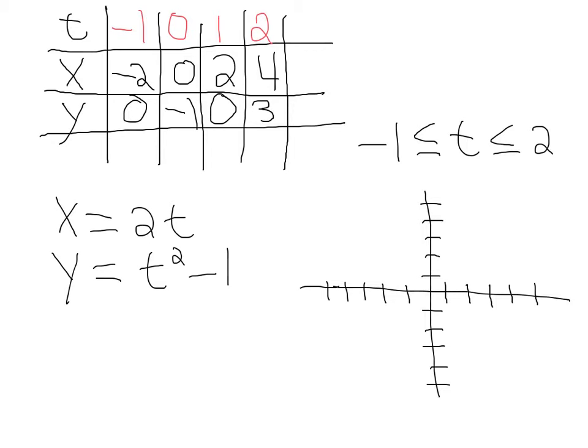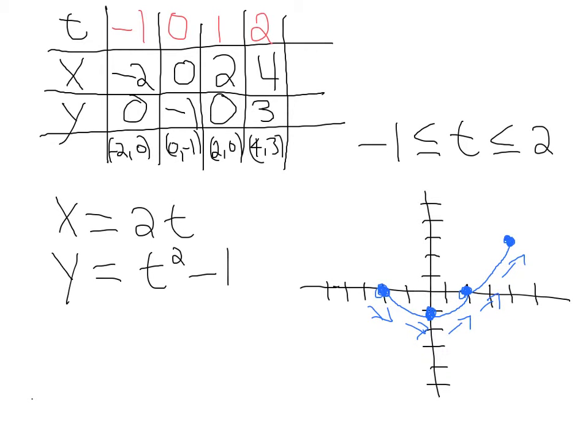Next, we have to graph. We have to use the numbers as coordinate points, which will come out to be -2, 0, 0, -1, 2, 0, and 4, 3. So once it's graphed, it will come out to look like this, and if you follow the arrows, it will start from the left all the way up to the right.